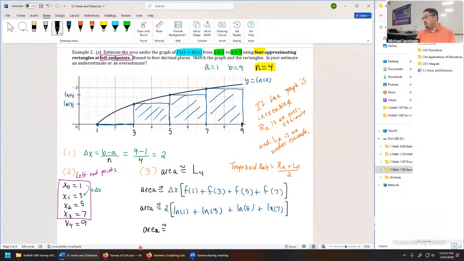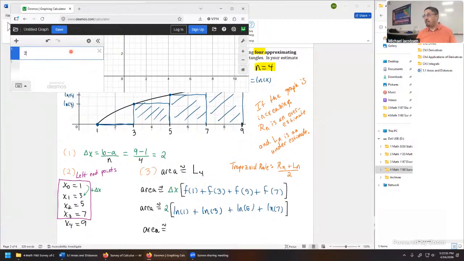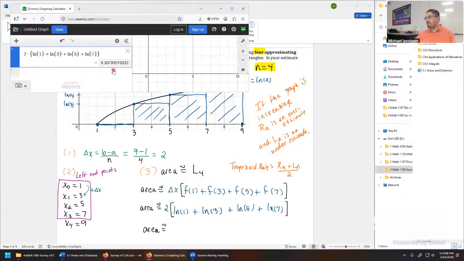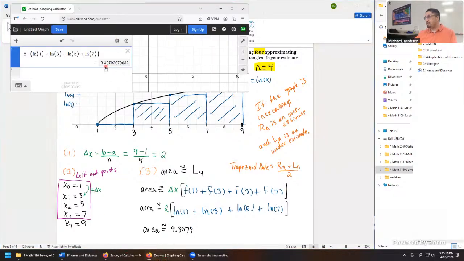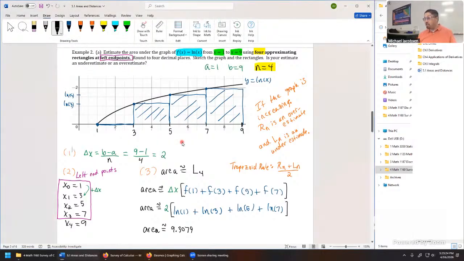We've got the area of this curve. No physical fact behind it because it was missing context. We're just focusing purely on area. It is 2 times natural log 1, you could skip that, but let's just throw it in to observe. Yeah, that's definitely 0, plus natural log 3, plus natural log 5, plus natural log 7. And here's what it comes out as, to 4 decimal places, 9.3079. Let me double check that just to make sure. Okay, yeah, it looks like we've got it. So that's area so far in a nutshell.